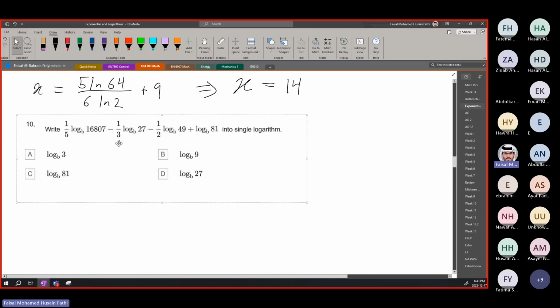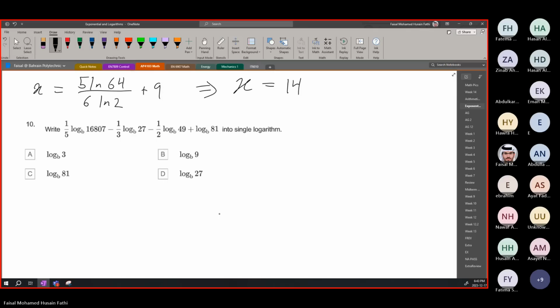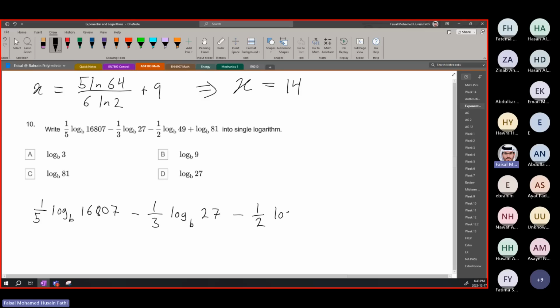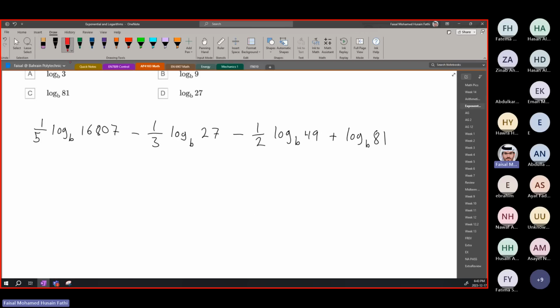So this is the question we have. Log B of 1 over 5 log B 16807 minus 1 over 3 log B 27 minus 1 over 2 log B 49 plus log B 81. Okay. First thing we check, do we have the same bases? We have the same bases, so we can apply our logarithmic rules.